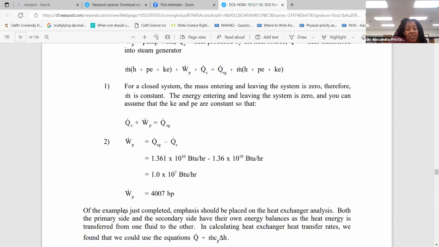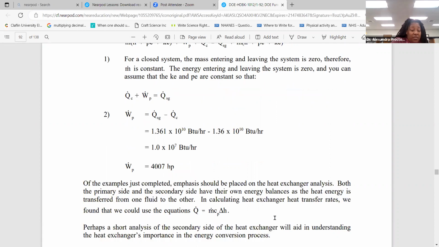If you plug in, you subtract 1.361 times 10 to the 10th BTU per hour minus 1.36 times 10 to the 10th BTU per hour, and you wind up with 1 times 10 to the 7th BTU per hour. Or if you were to express that in horsepower, WP is equal to 4,007 horsepower. Okay, so they use the conversion factor on the answer.